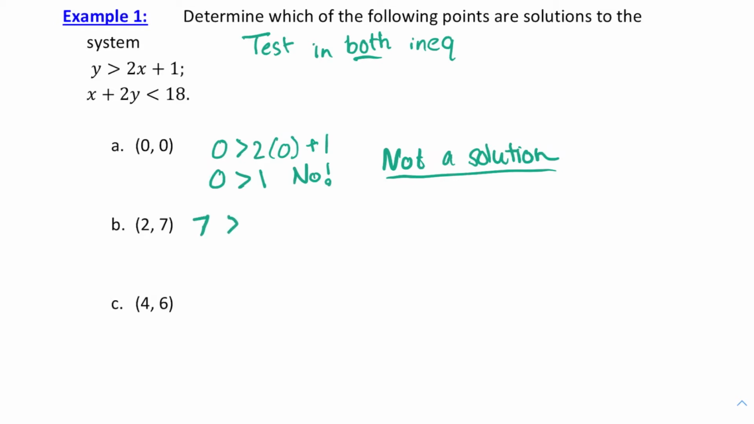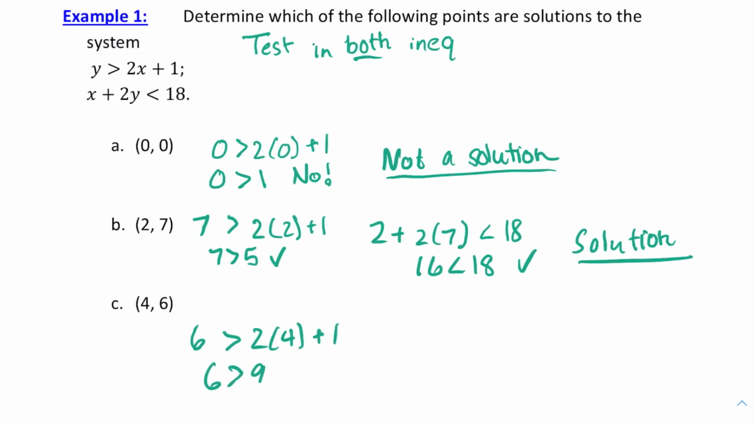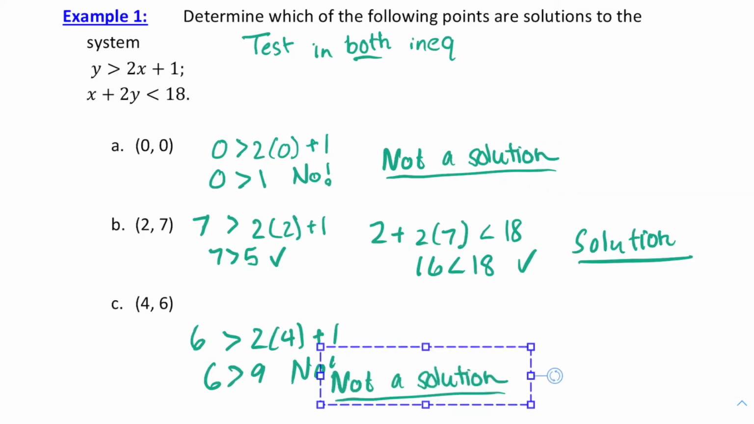It's not a solution. If I try 2, 7 in my first inequality, I get 7 is greater than 5, which is a true statement. It's going to have to work in my second one as well to be a solution. If I plug it into my second one, I get 2 plus 2 times 7 less than 18. That's also true. So if a point works in both of my inequalities, it is a solution to my system. If I try 4, 6, well, 6 isn't greater than 9, so nope, not a solution there either.